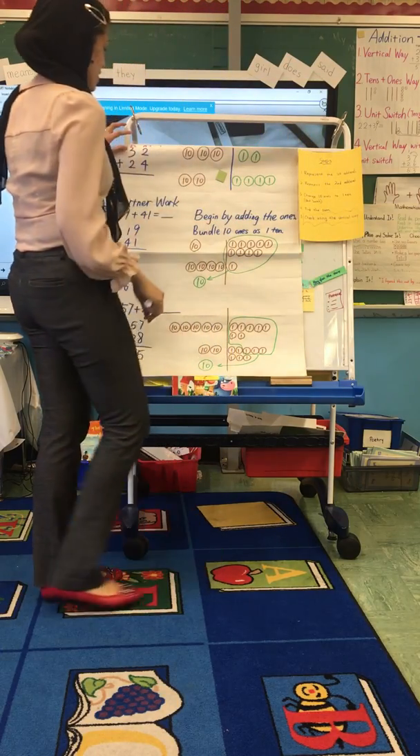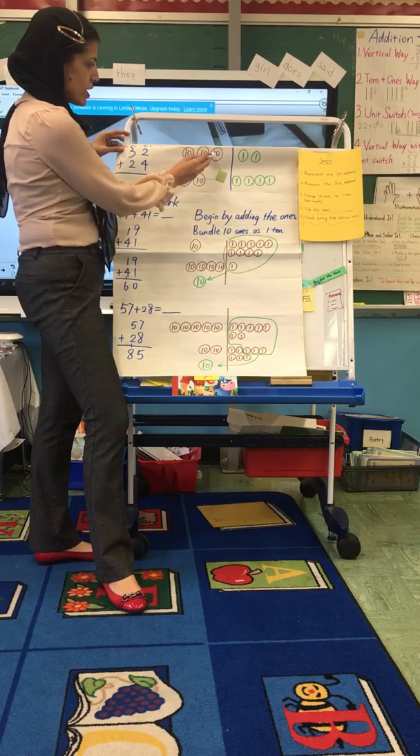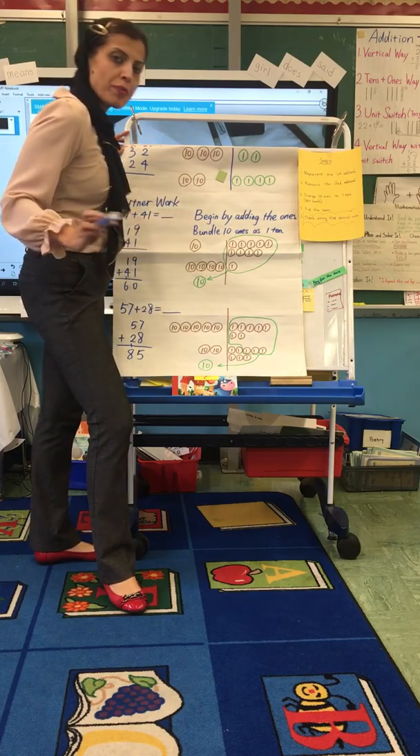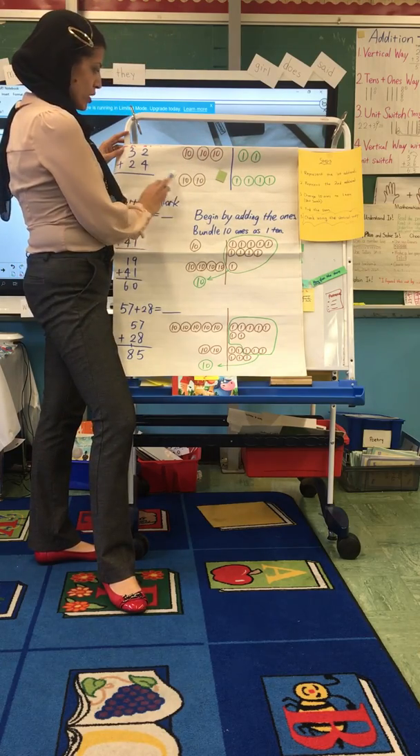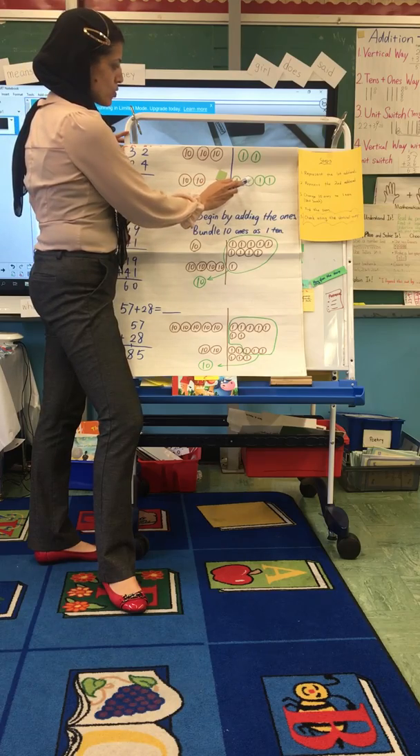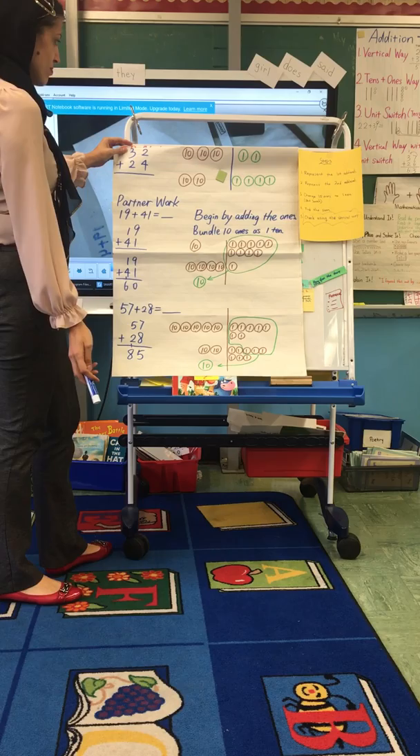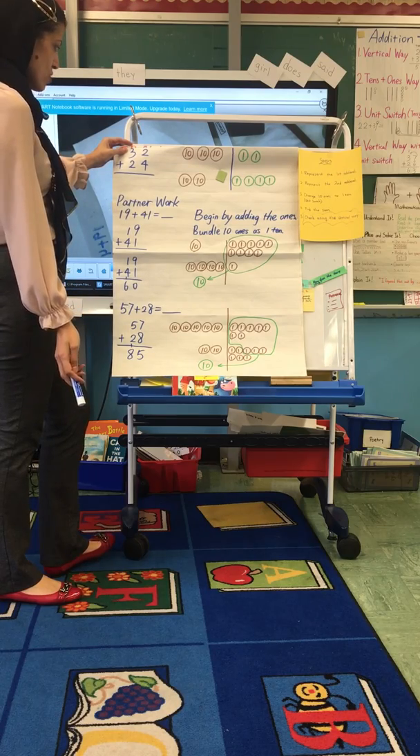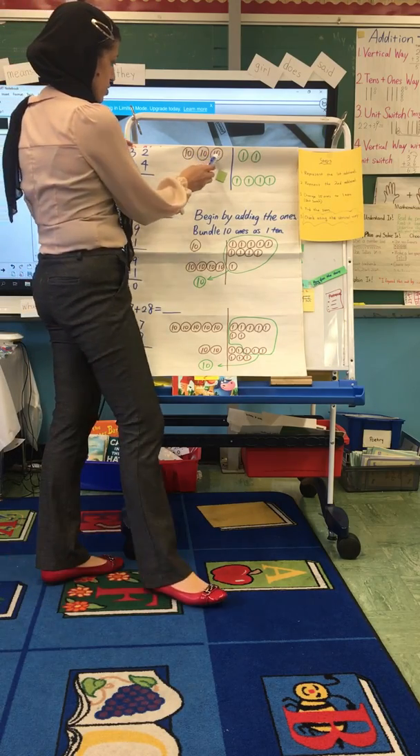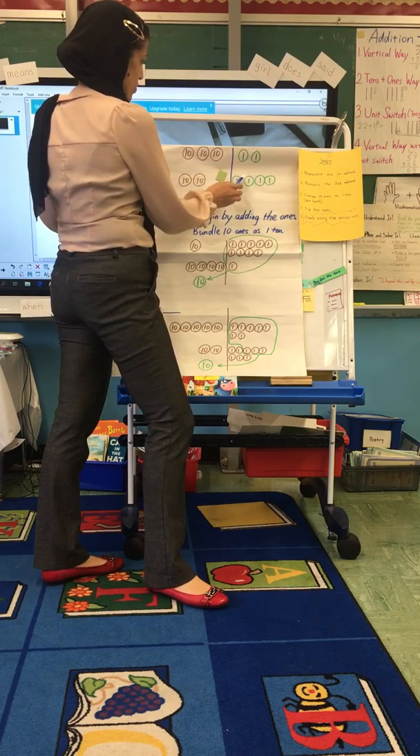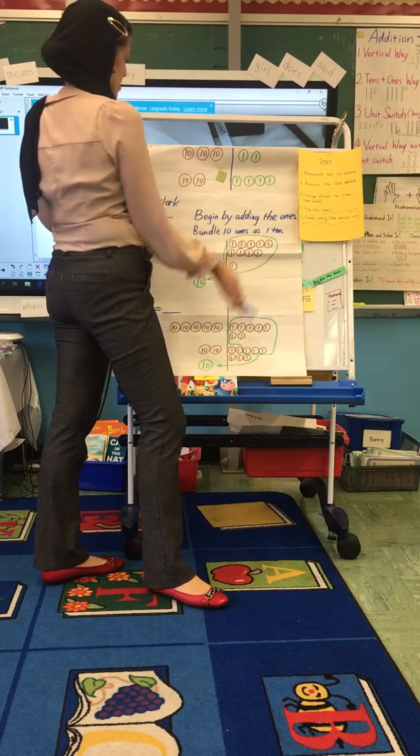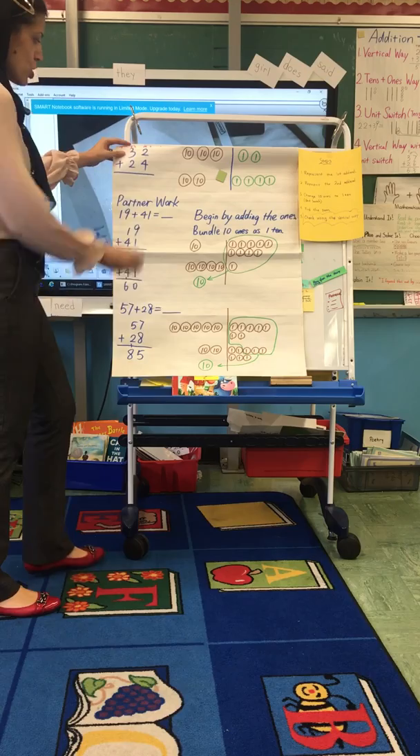So here you have 32. So you draw 32. 10, 20, 30, 31, 32. You represent the second number. 24. 10, 20, 1, 2, 21, 22, 23, 24. Excellent. And then you solve it, right? Isn't that easy? You solve it. And the answer is 10, 20, 30, 40, 50, 51, 52, 53, 54, 55, 56. That is our answer. So you would put the answer here.